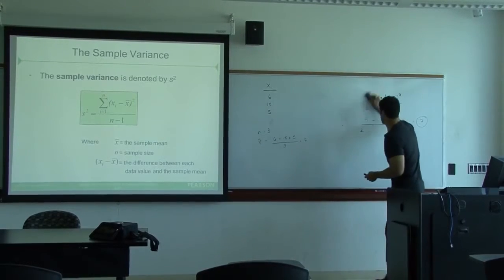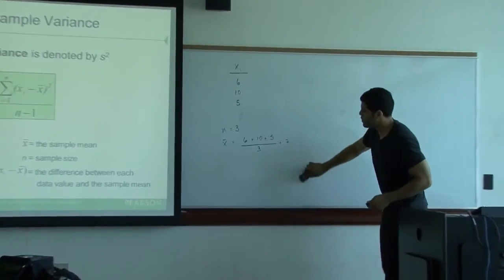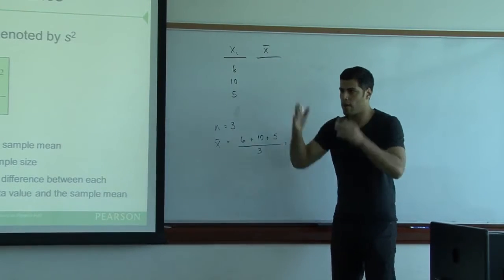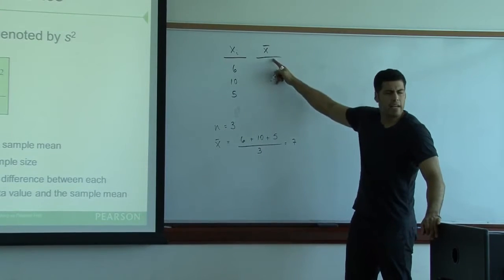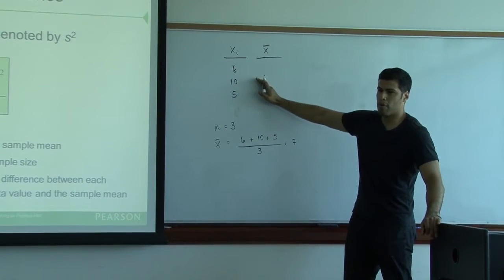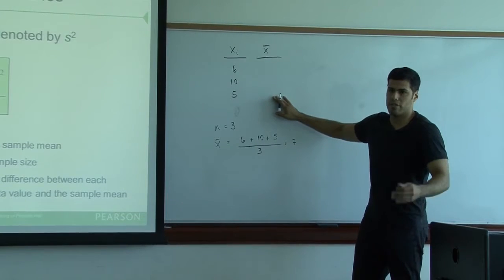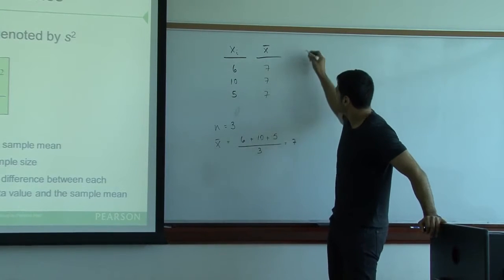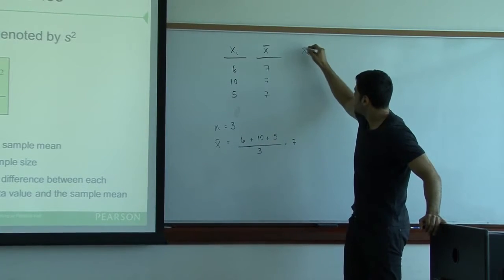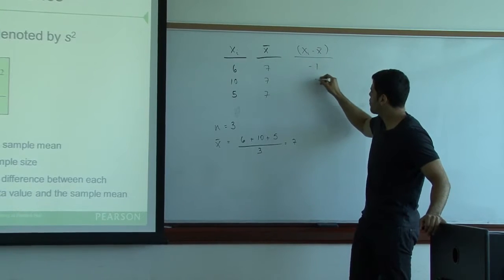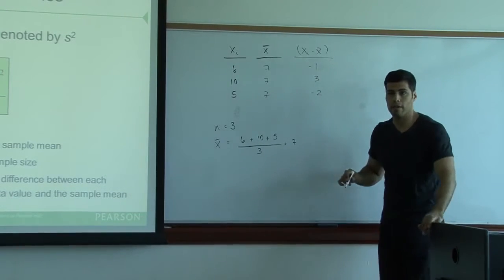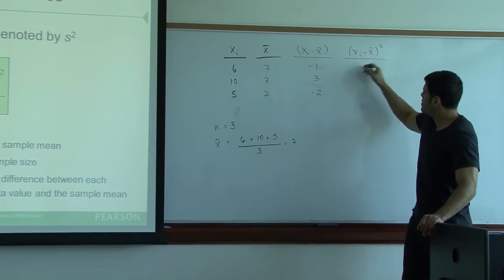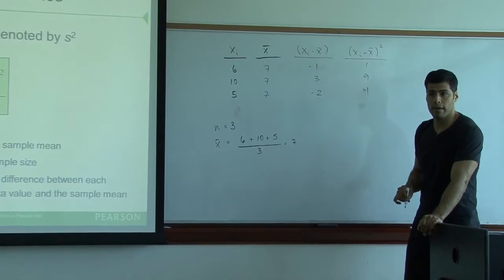So let's do that. If you're doing this in Excel, you want to have rows and columns. So you want to come up with a column next to your data that has the values of x bar, which is the same value, fixed at 7, 7, 7. Then you want to take xi minus x bar in a third column here, and you have -1, 3, -2. Then you want to create a new one in which you square these deviations: 1, 9, 4.